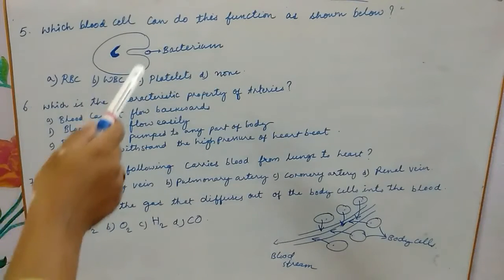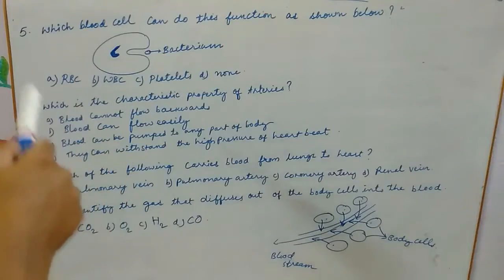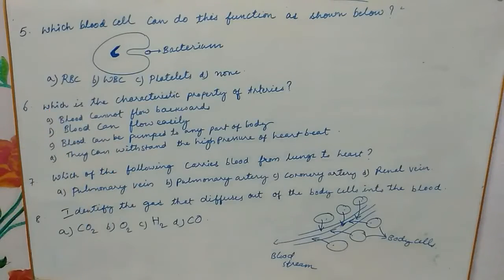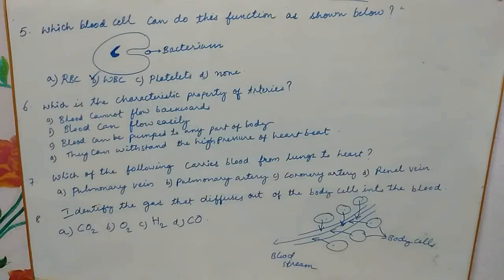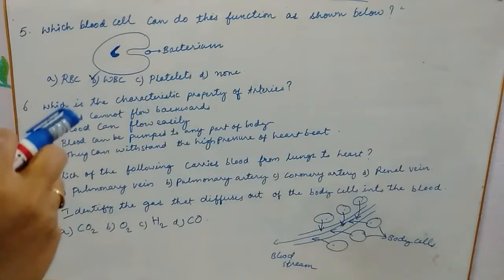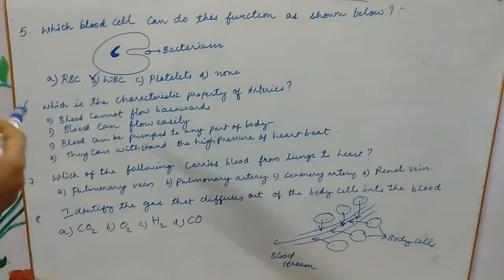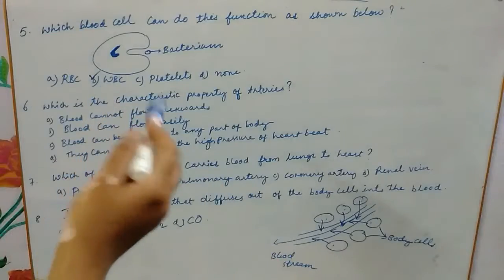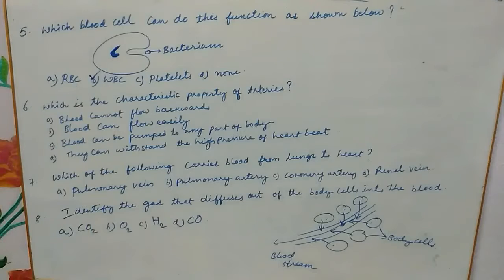So you can see that one special kind of WBC, white blood corpuscle, called macrophage, does this function. So B is the right option, children. RBCs don't do this function of engulfing a foreign particle. WBCs do that. RBC's function is just to carry oxygen to different parts of the body, and platelets help in the blood clotting. WBCs do this function.